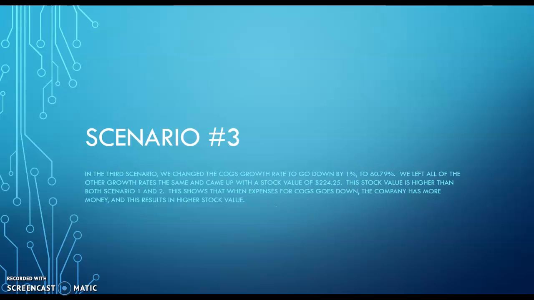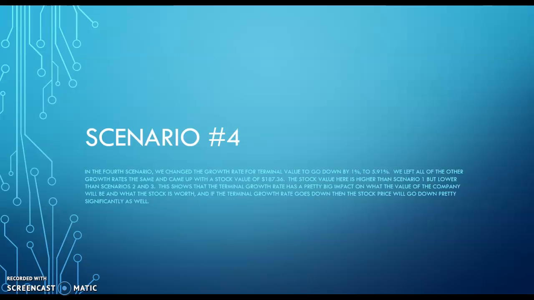For scenario number 3, what we changed was the cost of goods sold growth rate down by 1% to 60.79%, which caused the stock value to go to $224.25, which is a higher stock value than scenario 1 and 2. And this could be due to the expenses also decreasing, and it calls for Apple to have more capital due to the higher stock value.